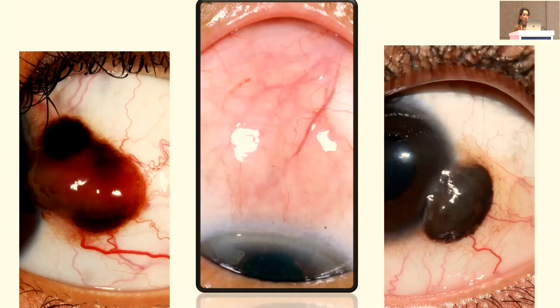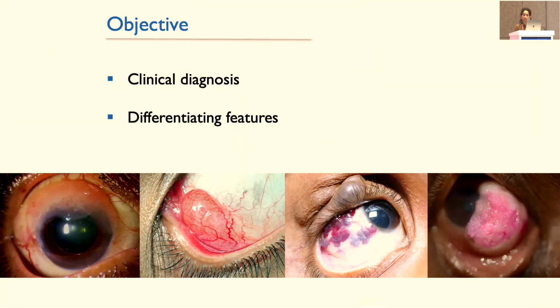Tumors come in different colors and different shapes. Conjunctival tumors, to be honest, are not too difficult to diagnose, because every tumor comes with a clue in the color, the shade, and the location on the ocular surface. It's obviously one of the cancers of the eye that is readily visible to the naked eye. You just need to pick up what is important to differentiate between a benign and a malignant lesion. So the objective of my talk today is clinical diagnosis and differentiating features, while management will be covered by Dr. Honavar.